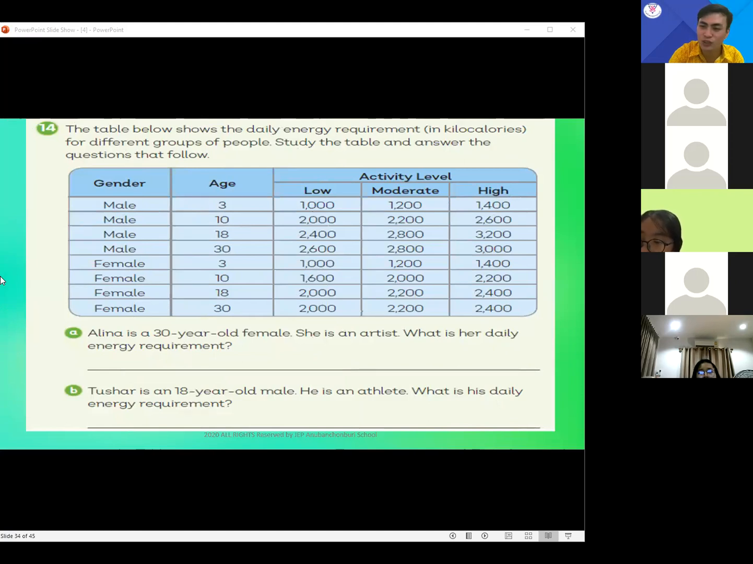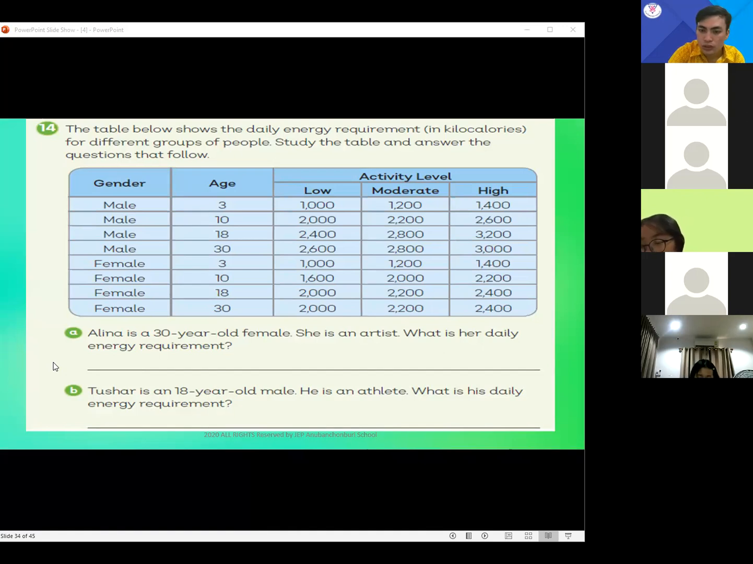As what I have told you, you will harvest a lot of scores today if you are going to participate. Here, there is a table below. There's gender, age, and activity level: low, moderate, and high. Moderate means it's normal. So Alina is a 30-year-old female. She is an artist. What is her daily energy requirement? So what is the answer? 2,000, 2,200, or 2,400?